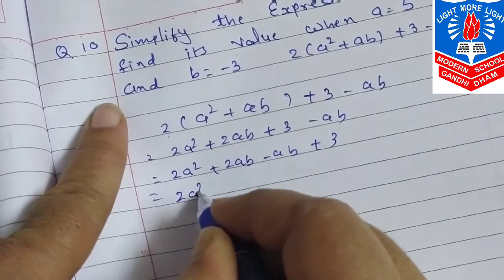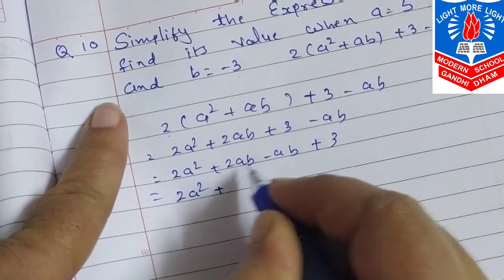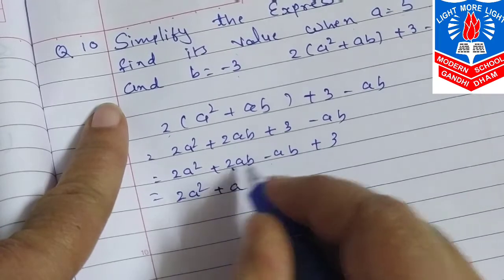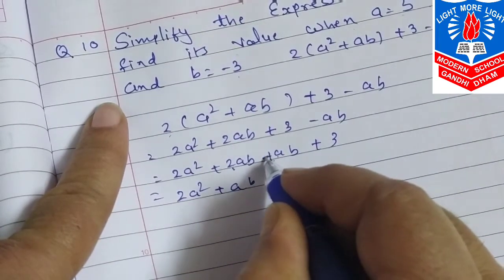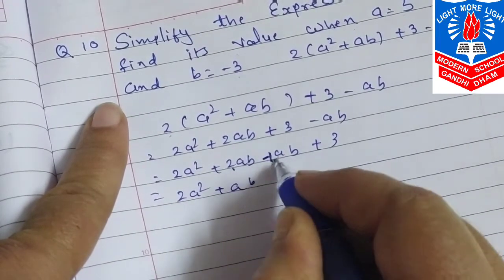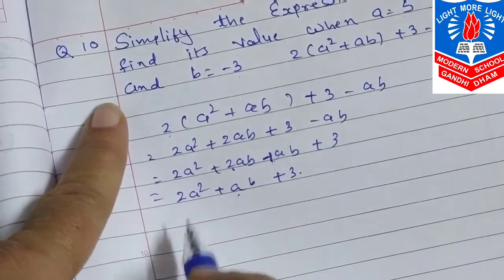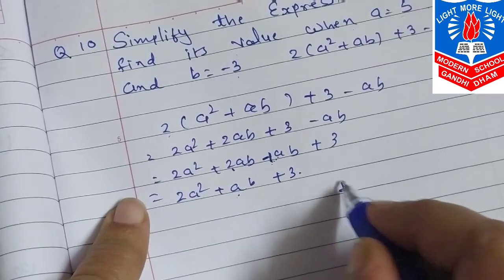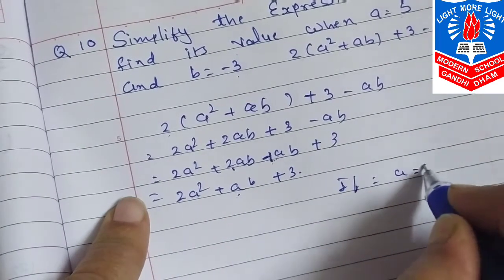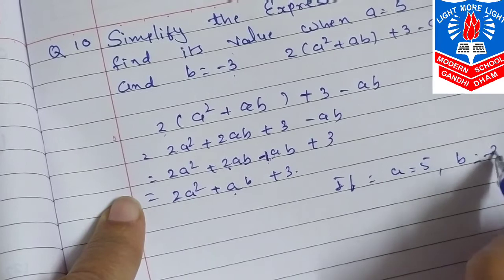So 2a square, here the sign is plus, so 2 minus, here there is no number, so here it is 1. So 2 minus 1 is AB, and it is plus, so here it is 3. Now if A is equal to 5 and B is equal to minus 3.